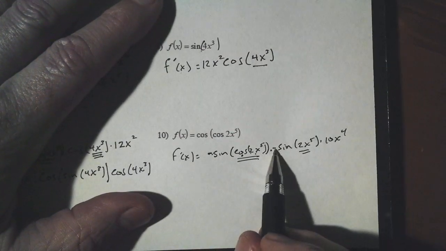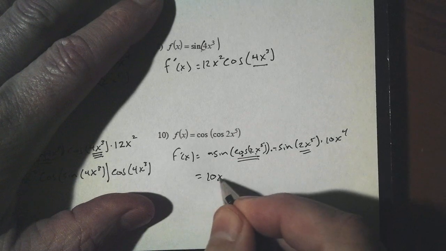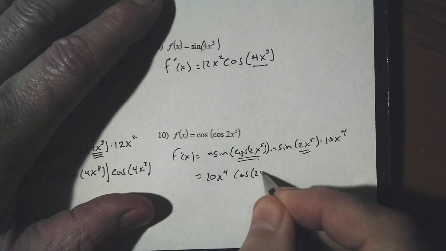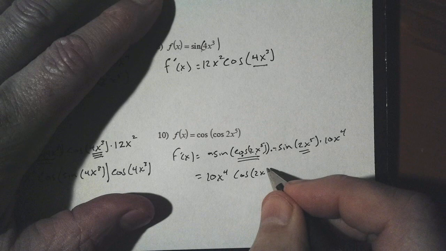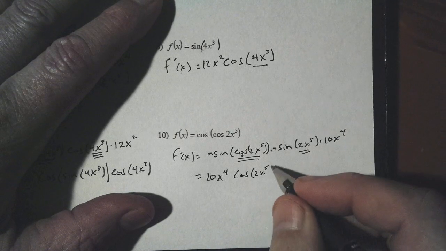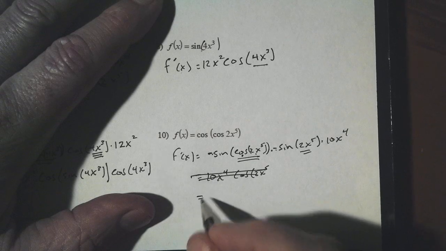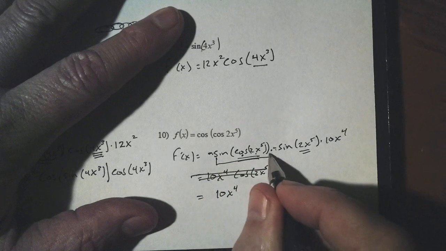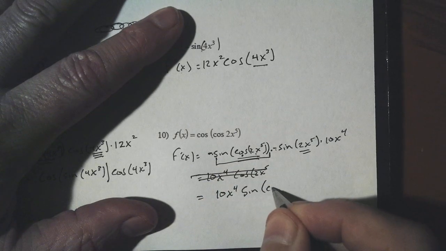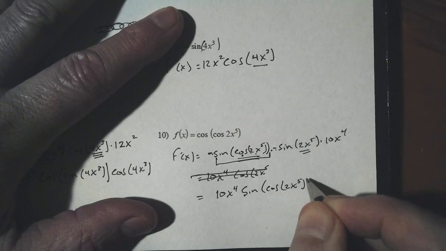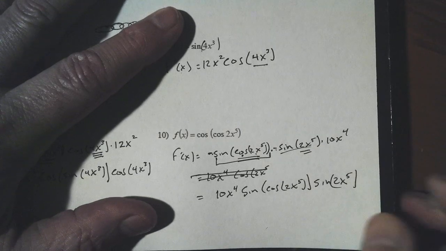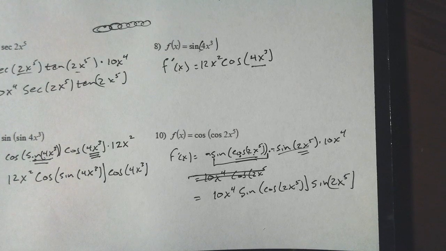So what do we end up with? A negative, positive 10x to the fourth. We've got a cosine of 2x to the fifth, negative positive. We've got a 10x to the fourth. Then we've got a big mess here. Sine of cosine 2x to the fifth, and then we still have another sine of 2x to the fifth. All right, we'll get a little bit more practice on those when we take a look at the next page.